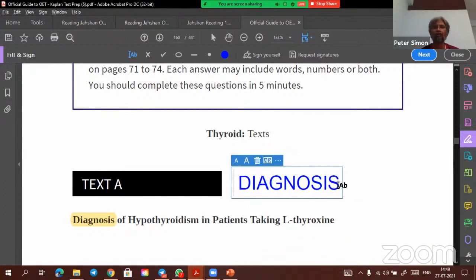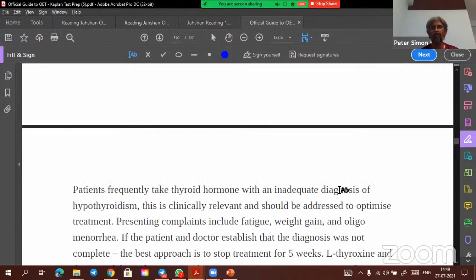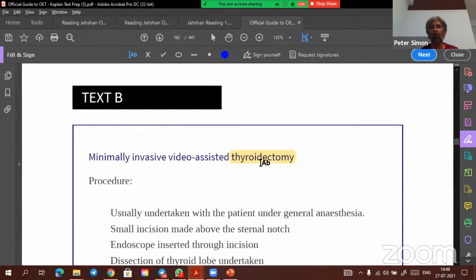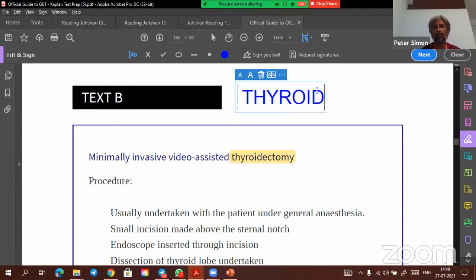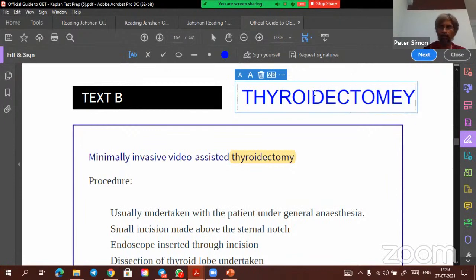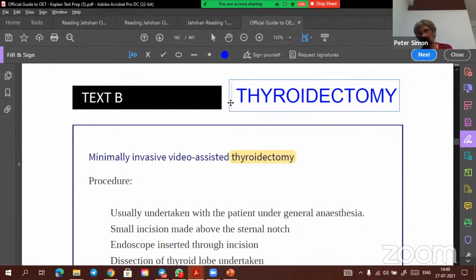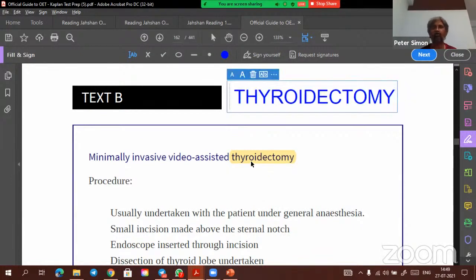Finished. Then text B is related to thyroidectomy. That's all, one word. It's so easy now. So already we have gone through that one. So he's giving a new text so that he will apply those things here. Text B is related to thyroidectomy. Finished. A new text totally. So he's telling you don't read anything.